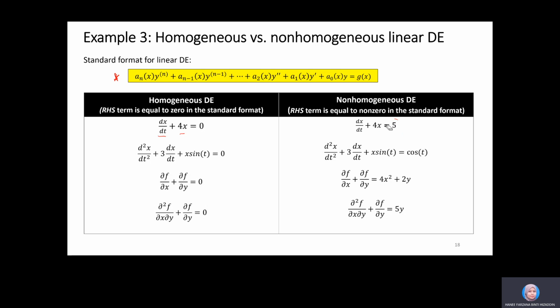The idea is to arrange in the standard linear format and see if the right-hand side is equal to 0 or not. But you don't purposely put everything on the left-hand side to make the right-hand side equal to 0. The idea is to follow the standard linear format and really see if there is a term representing g of x here, or none.